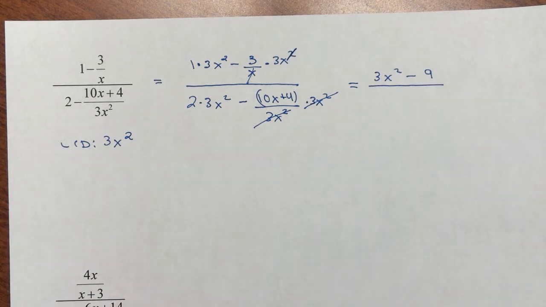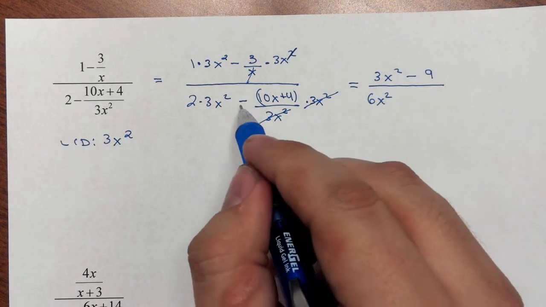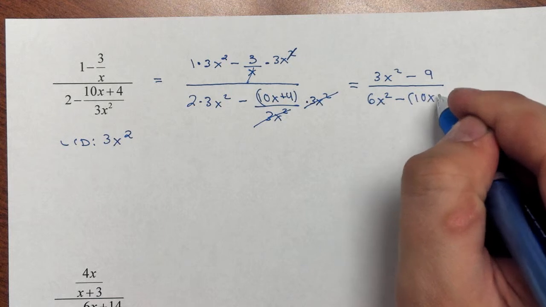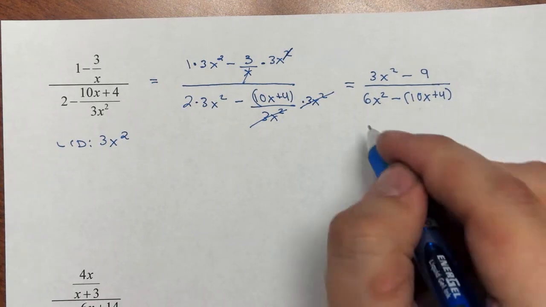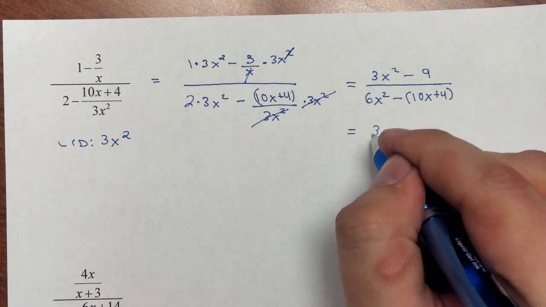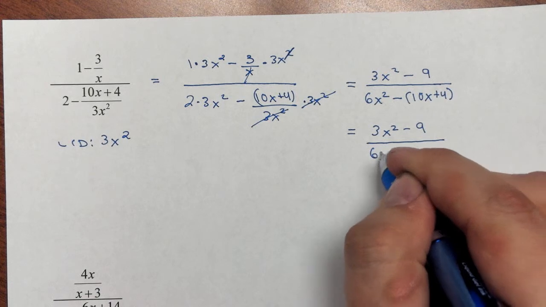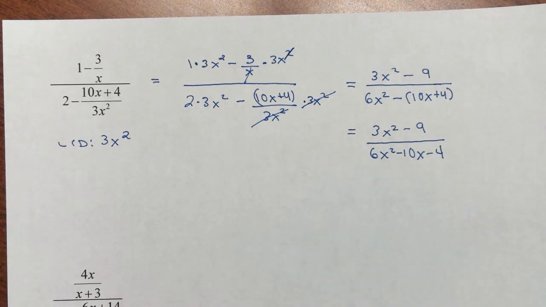In the denominator, I have 6x squared, and be careful here, I'm subtracting that whole numerator. So I can write it with parentheses. I will have to distribute. So what do I get? I get 3x squared minus 9 over 6x squared minus 10x minus 4.